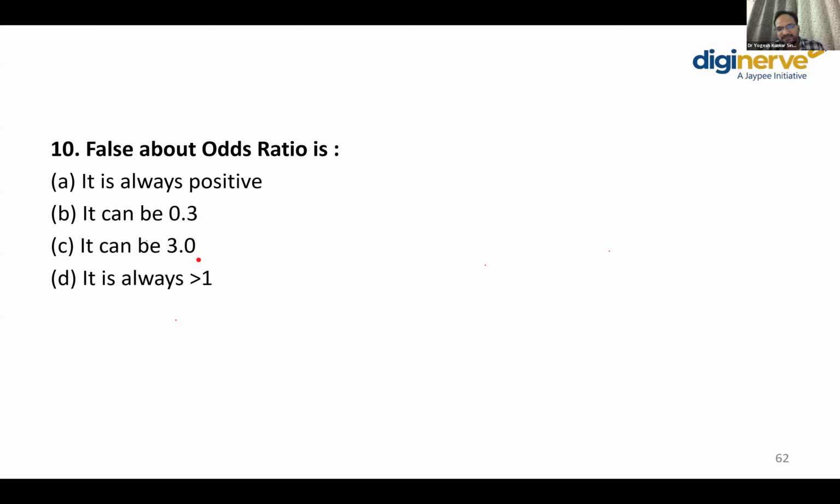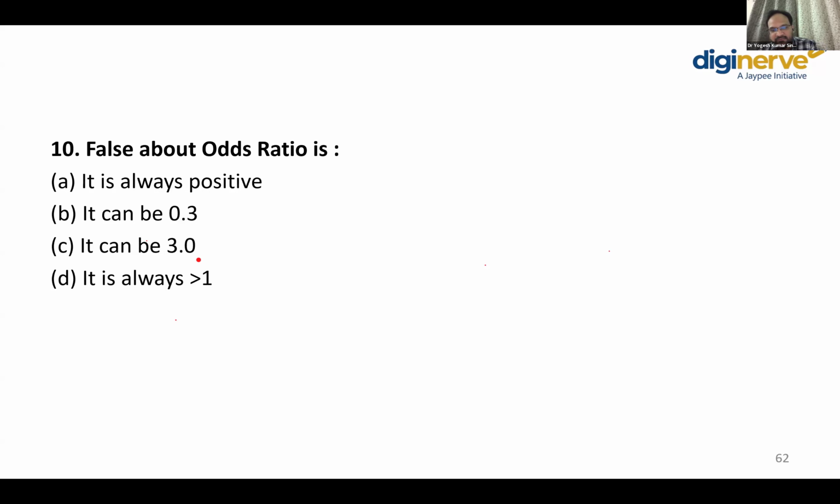We are having a number of exposures. We are having a number of cases. So the exposure cannot be negative. Numbers cannot be negative, so it is always positive. That is true. We are asking about the false one. It can be any value.